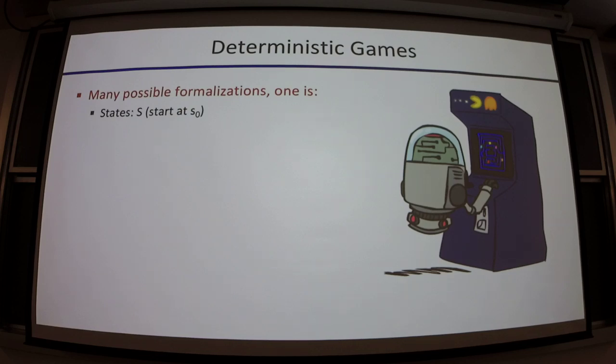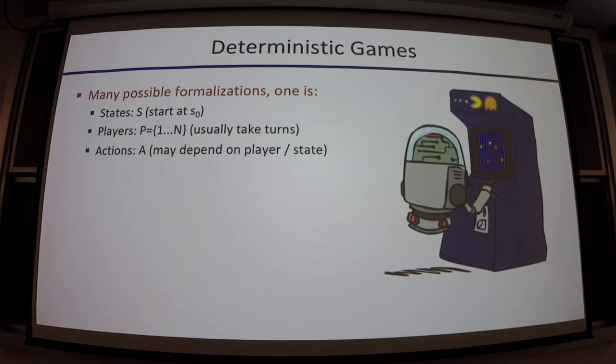So we'll have some set of states. This is going to look pretty familiar, right? The start state may be S0. We have some number of players. Usually they take turns. For today, we're going to consider them taking turns sequentially. We have some set of actions that may be specific to a player. It may be specific to a state, right? You may have restricted actions depending on your state. There's going to be some transition function. We've seen this before, right? We take a state and an action, we arrive at a state, right?